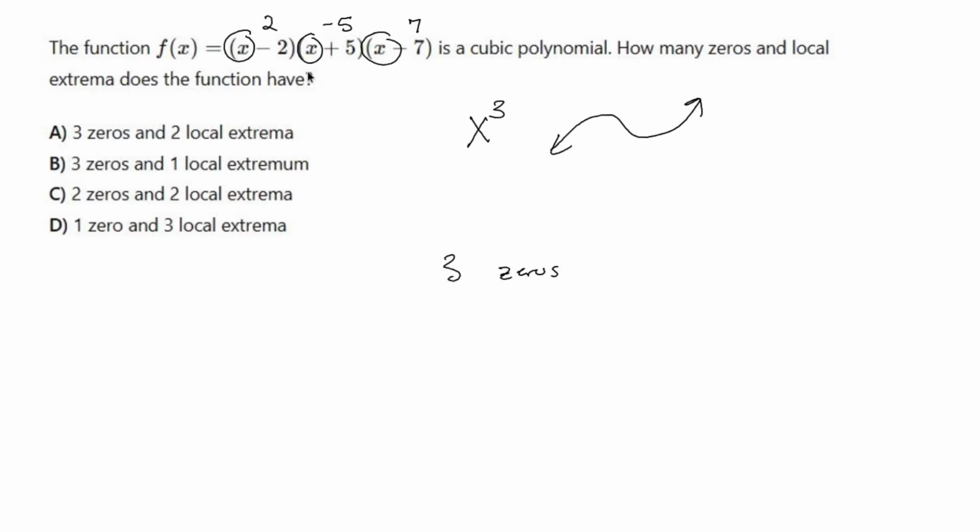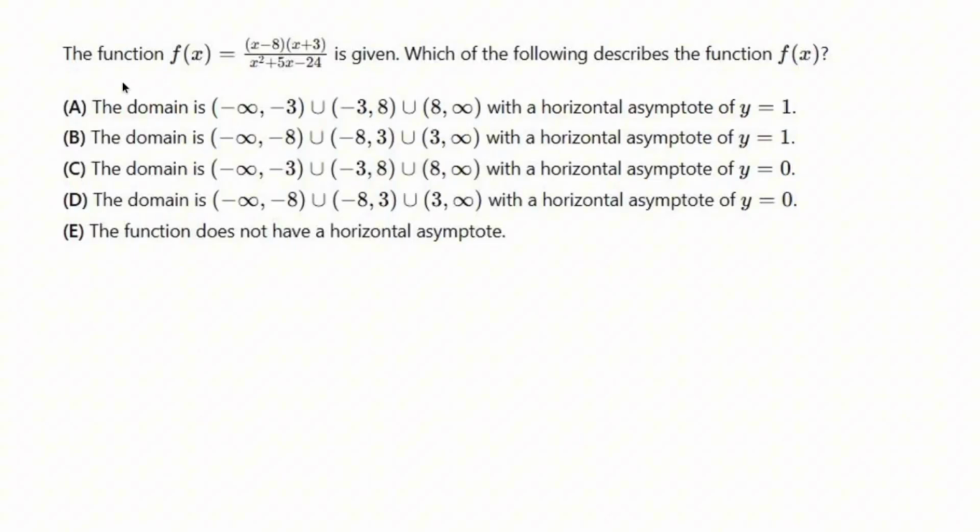And if it's a regular old cubic with no weird multiplicity, nothing crazy like that, we're going to have 2 local extrema, a local maximum and a local minimum. So this has 3 zeros, 2 local extrema. The answer is going to be A. All right, so we didn't have to find out what they were. We didn't have to solve for anything. This is just one of those problems where we have to recognize what's going on and answer the question being given to us. All right, on to rationals.